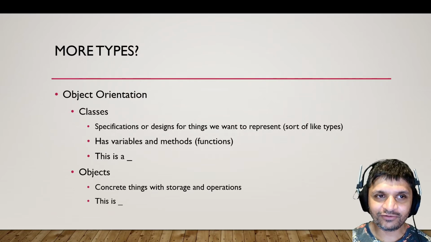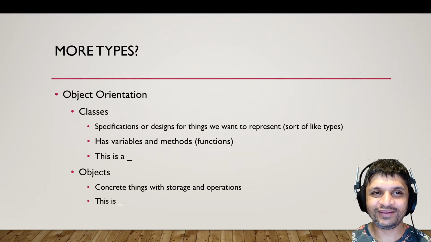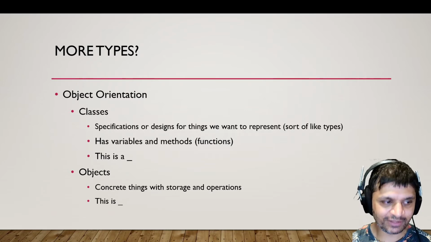Okay, the other thing Java has is object orientation, which is a way to create more types. I think you have seen some of this in C++.